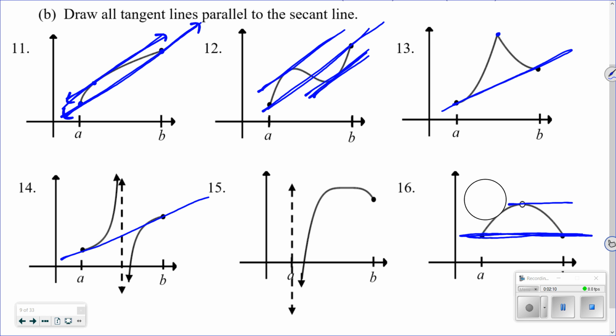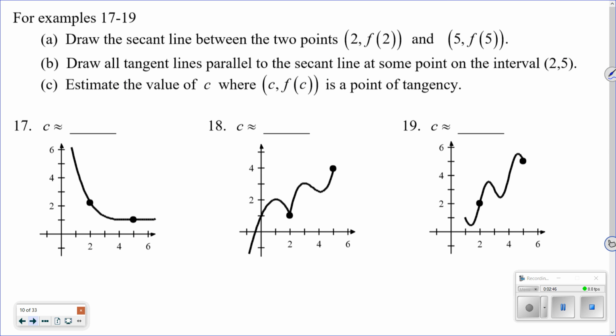So long story short, I want you to notice the first 2 examples, number 11 and 12. If the function was continuous and differentiable, with no sharp turns, then I could always draw a tangent line that's parallel to the secant line, like number 11. On 12, I could actually draw 2 of them. On 13, because of the sharp turn, I could not. On 14, it wasn't continuous, so there was no tangent line that was parallel. On 15, I couldn't even draw a secant line. On 16, I could draw my secant line, but because that point was missing right there, I couldn't draw a tangent line that was parallel to it.